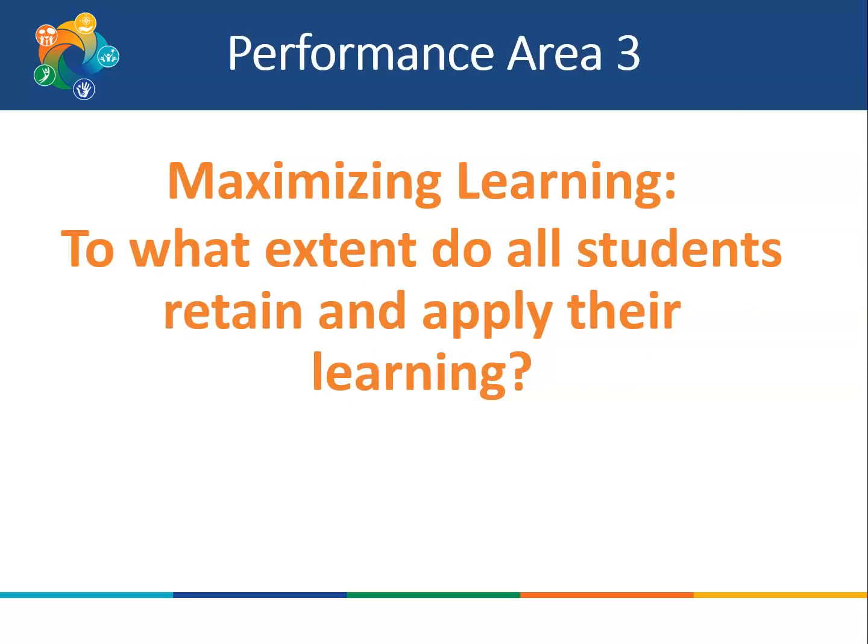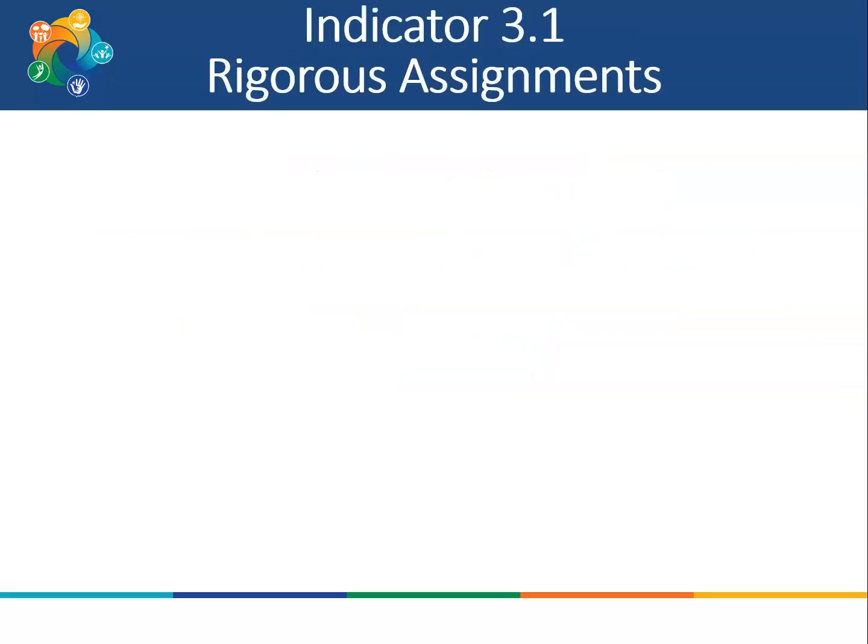Now let's move on to the third performance area in the observation framework, maximizing learning. This is the performance area where we focus on the extent to which students maximize and retain their learning. Let's dig in. Let's begin with Indicator 3.1, rigorous assignments. Pause the video to read the descriptors for Indicator 3.1, from Level 1 to Level 4.